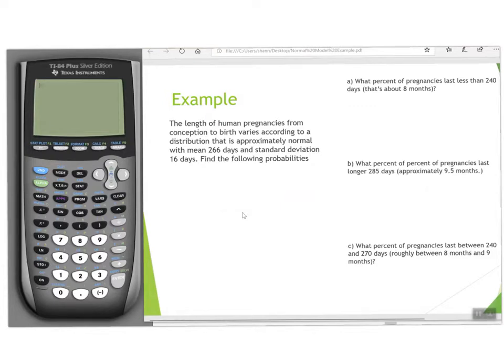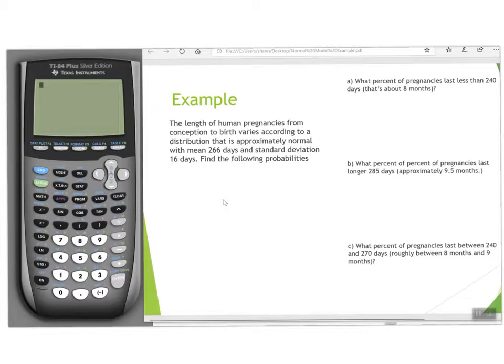In this video, we will discuss how to find a normal probability from a problem using a z-score and also without using a z-score. Let's look at this example. The length of human pregnancies from conception to birth varies according to a distribution that is approximately normal, with mean 266 days and a standard deviation of 16 days. We're going to find the following probabilities.